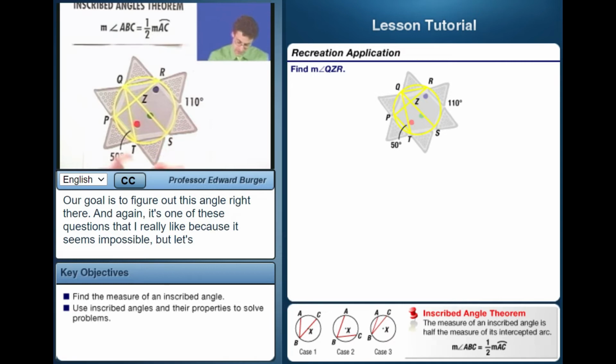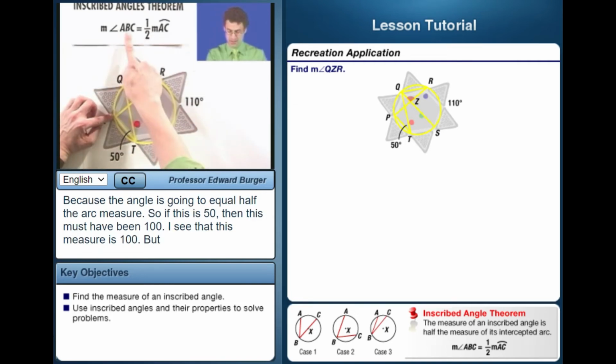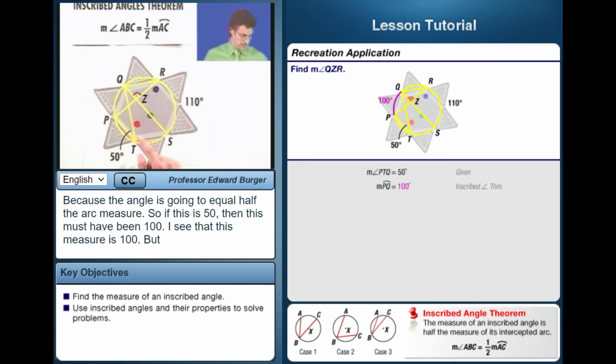So our goal is to figure out this angle right there. It's one of these questions that I really like, because it seems like it's impossible. But let's take it slowly. What do we know? Since this is an inscribed angle, I can figure out the measure of this arc. Why? By this formula: the angle is going to equal half the arc measure. So if this is 50, then this must have been 100. So I see that this measure is 100.